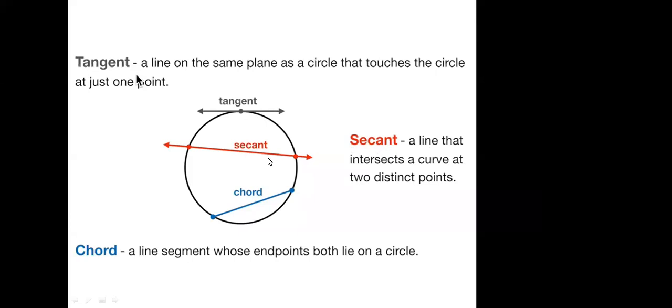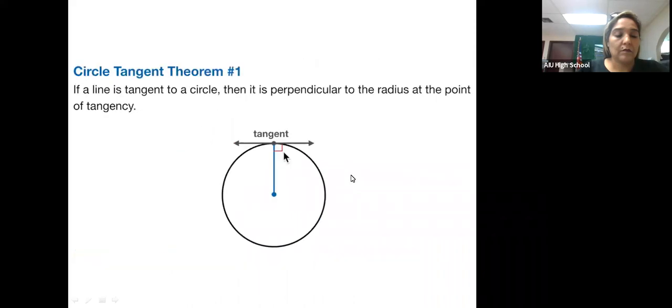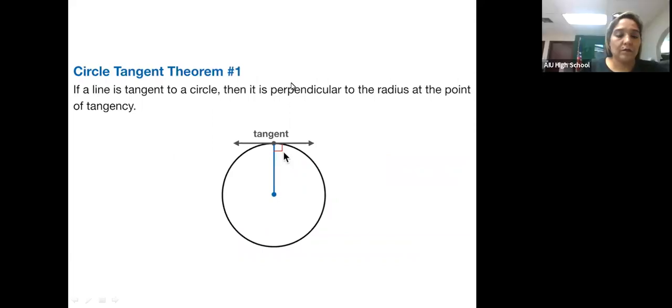Second is the same line, but it touches the circle in 2 different points. This is a secant. And the last one, a chord, is a line segment whose endpoints both lie on a circle. So it's similar to a secant, just it's not a line. It's just a line segment, so it has a first point and an end point. It's a segment.